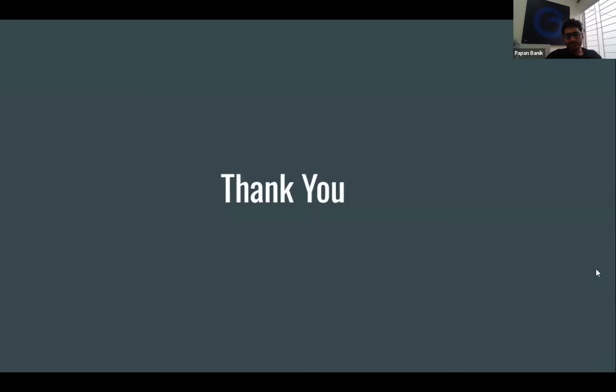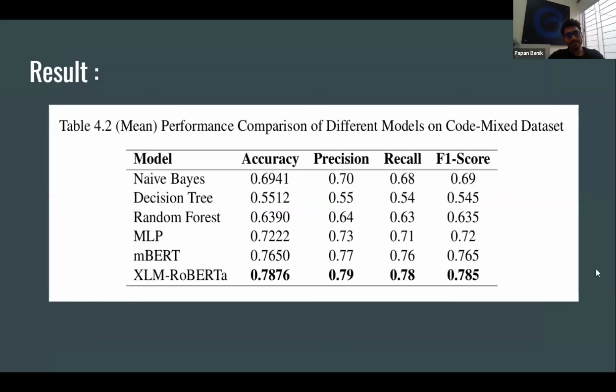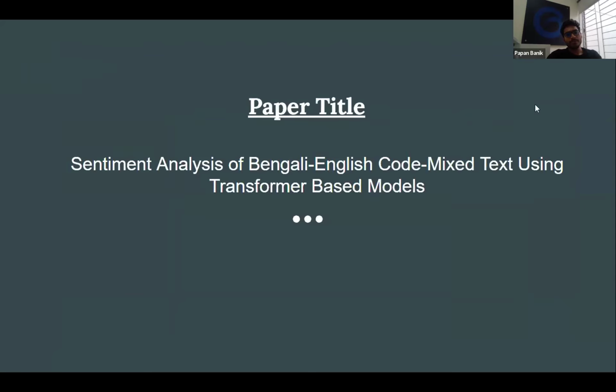So this is a very brief presentation of my work, and what I found is that transformer models can significantly improve NLP work compared to basic machine learning models. This is the finding from my paper research. So I'm open for any question.